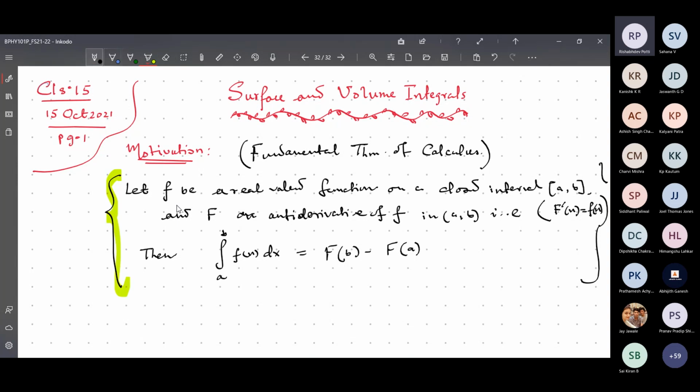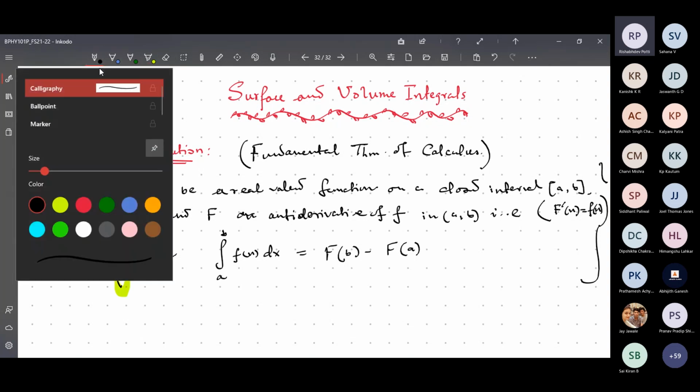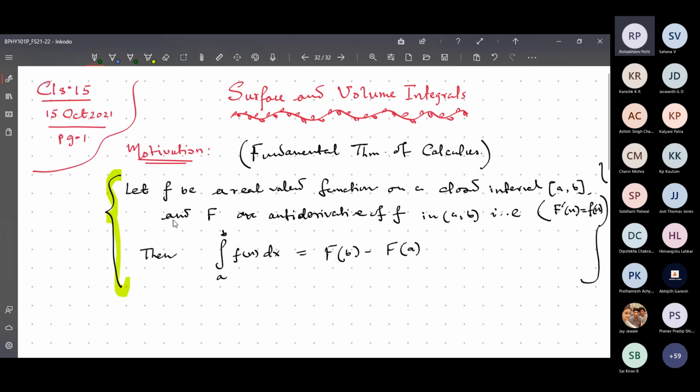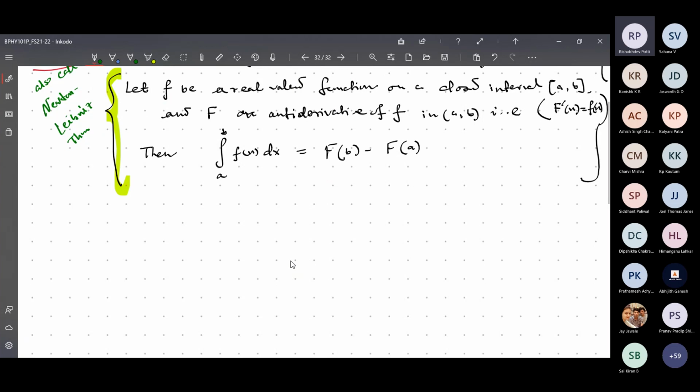And many times if you see different books, the origin comes from the two strongest pillars who developed calculus mostly. One is British and one is German: Newton and Leibniz. So it is called the Newton-Leibniz theorem. Pretty spontaneous to see this kind of thing.